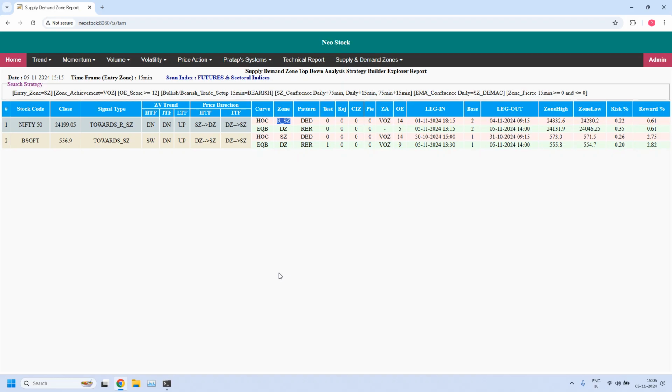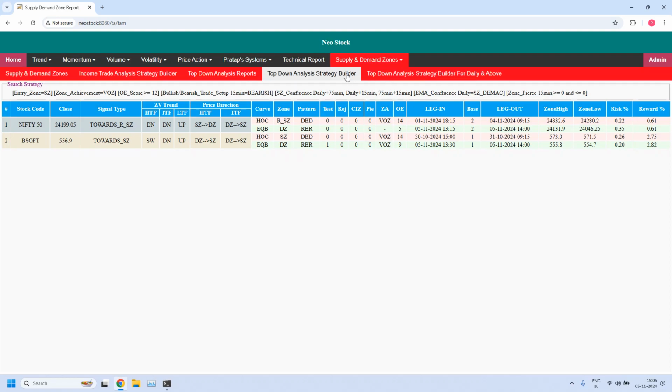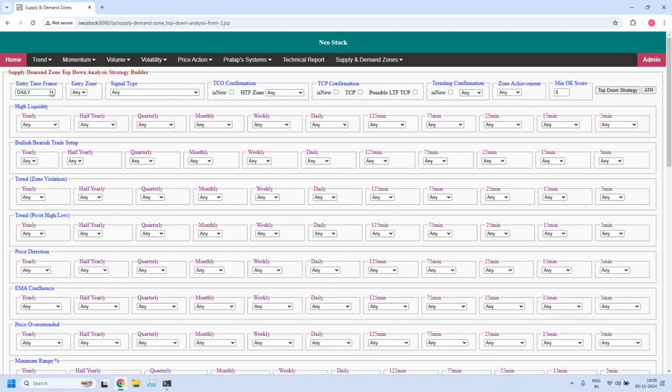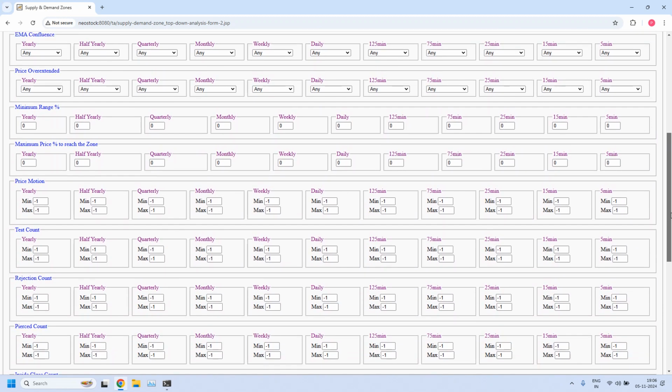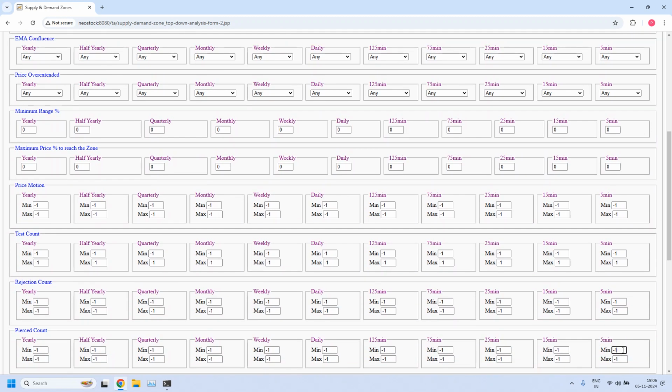This 15-minute supply zone. Okay, next let us look for a bullish trade setup for hourly income trade. Entry time frame 5 minutes, entry zone demand zone. In bullish or bearish trade setup at 5 minutes, select bullish. The 5 minutes demand zone should not be pierced. So in the pierced count, at 5 minutes time frame, minimum value I am setting 0, maximum value 0.